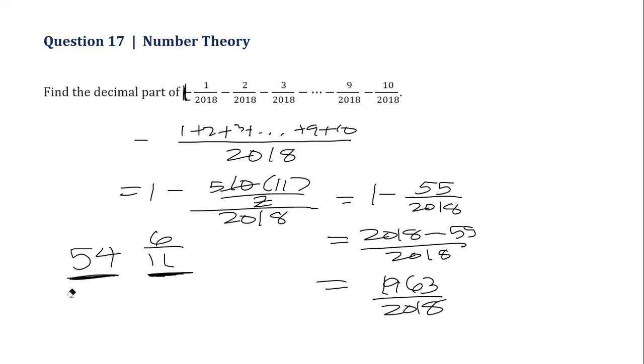Disha, hello. Yes? Disha, in the question, if the question had no 1, our answer would be negative 55 over 2018. Yes. Yes, Disha. Thank you, Disha. Any more questions?